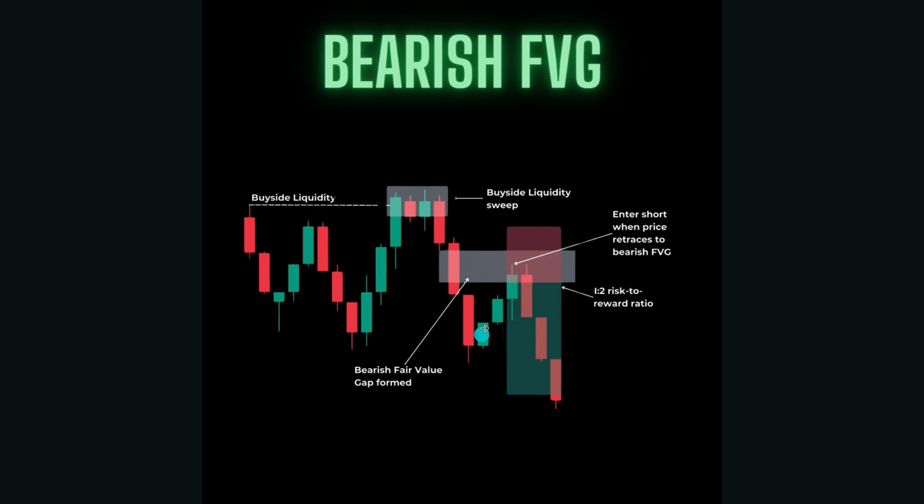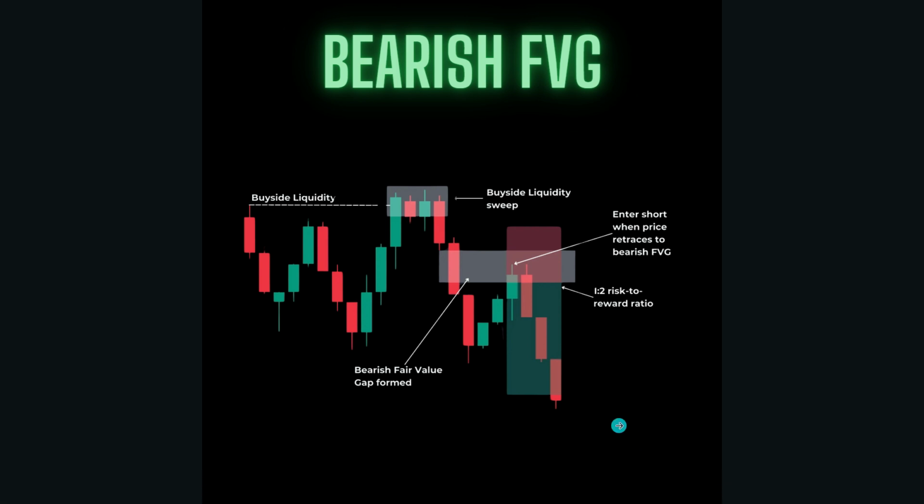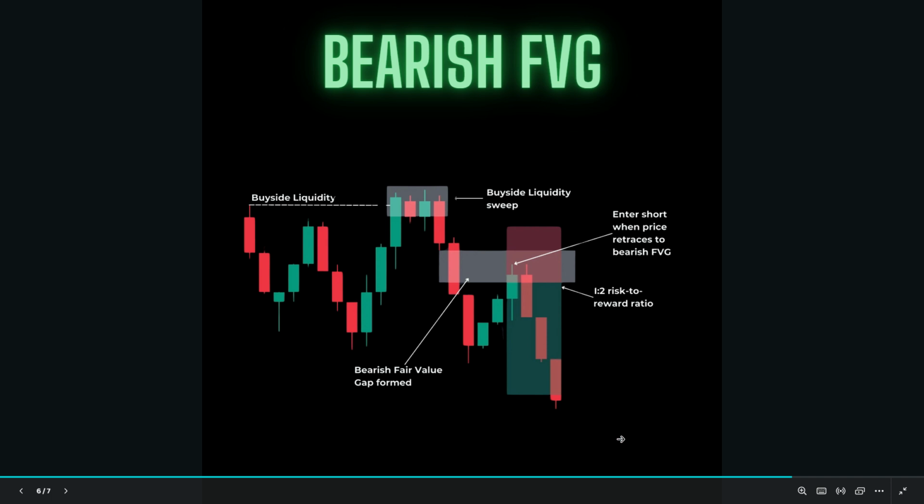And then once price returns into this fair value gap, right, this box, that's when you go ahead and take your trade. You put your stop loss at the top of this candle, and you go ahead and target your first TP at the nearest liquidity down here, which would be, like I said, an old fair value gap that hasn't been touched, or old low or something like that down here.